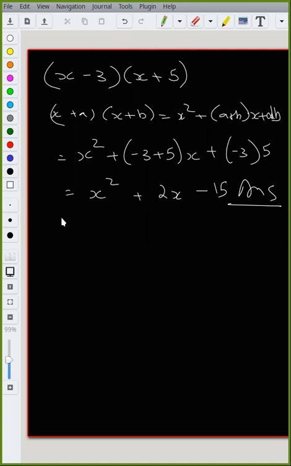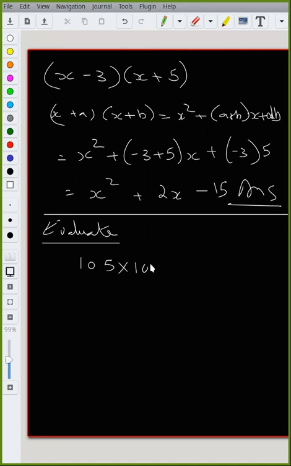Okay. Easy one. Again, let's do another one. Evaluate the following: 105 into 106 without using multiplication directly. Do this using an identity, not directly multiplying.